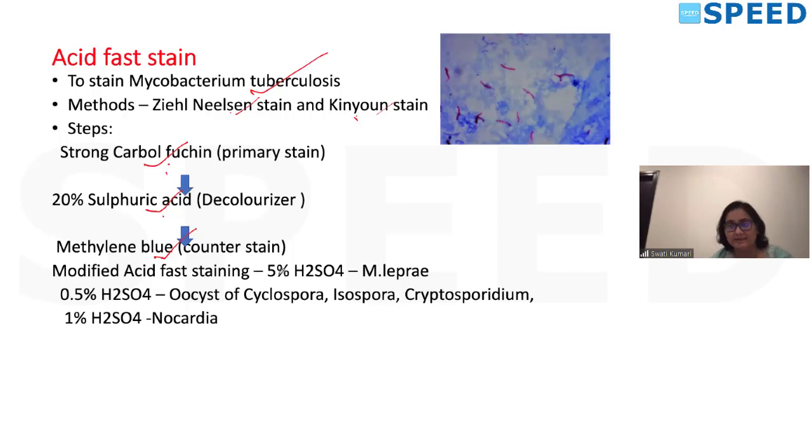We have modification in acid-fast staining. How do we modify it? We change the percentage of sulfuric acid. Here we are using 20%. When we use 5%, we use it for Mycobacterium leprae. When we use 0.5%, we use it for oocysts of coccidian parasites: Cyclospora, Isospora, and Cryptosporidium. And 1% sulfuric acid we use for Nocardia. It has been asked: 0.5% sulfuric acid is used in the diagnosis of which parasitic diseases? So you can say oocysts of Cyclospora, Isospora, and Cryptosporidium.